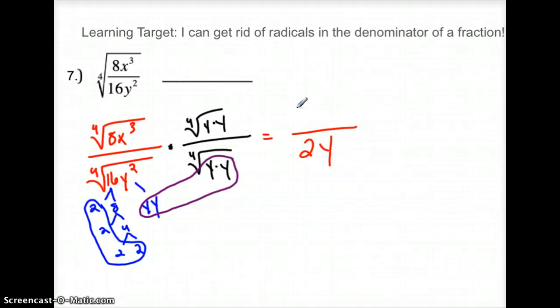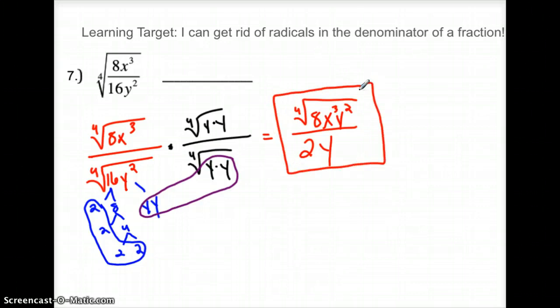And then on the tops, they're both 4th root houses. So we're just going to multiply all this together. 8x cubed. I had a y times a y, so I'm just going to write that as y squared. And if you think about the top, if you do a factor tree, you would not have 4 of anything. So like that one example I showed you, we are actually golden on this one.